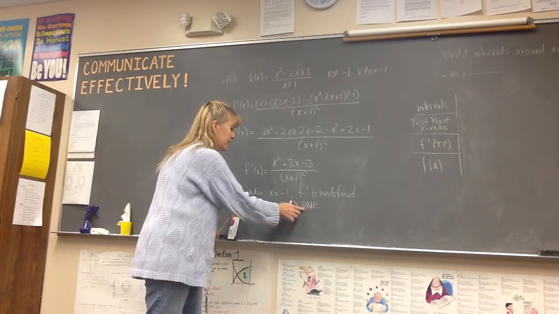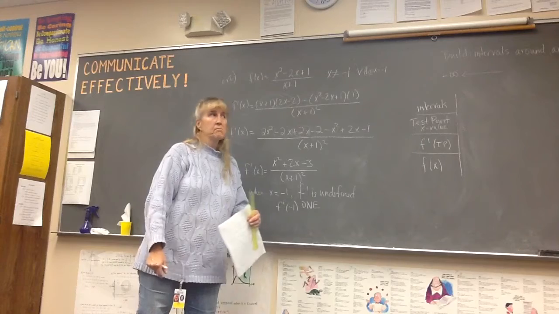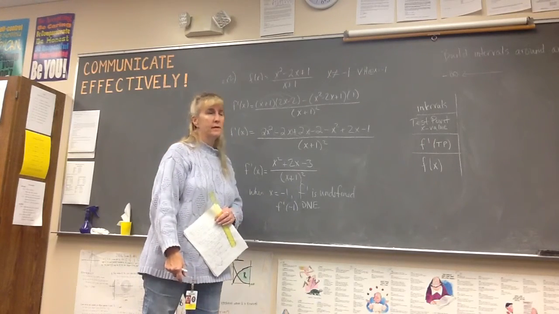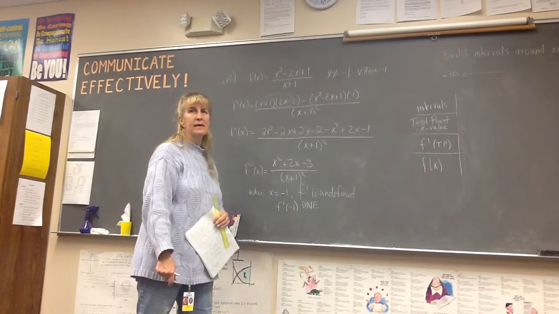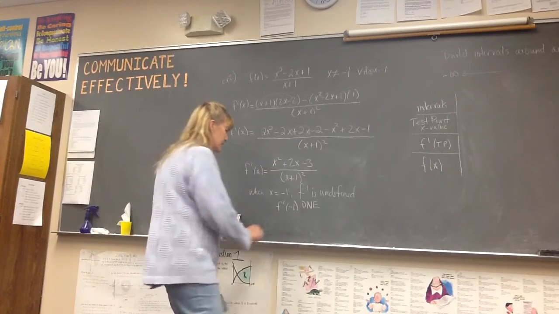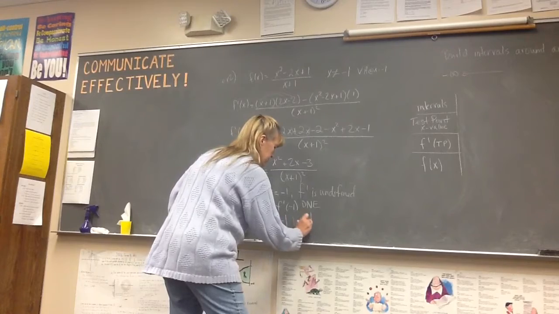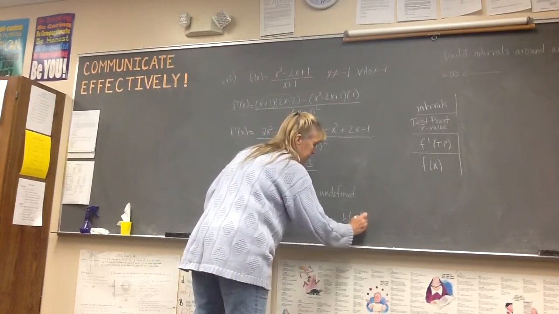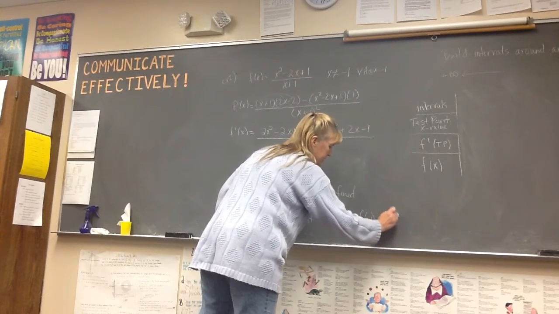Okay, so is negative 1 going to be a critical number? Was negative 1 defined in the original function? No. And if it's not defined in the original function, then negative 1 cannot be a critical number. So x equals negative 1 is not a critical number, and that's because f of negative 1 is undefined.